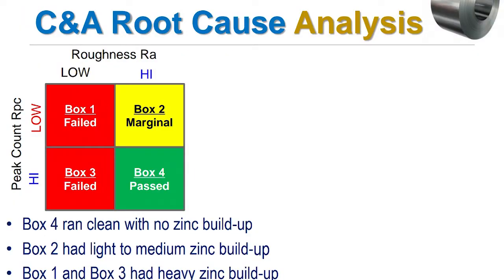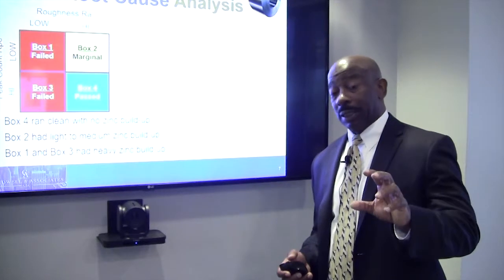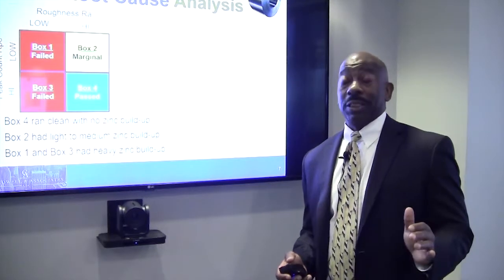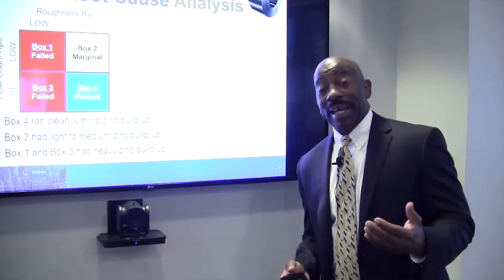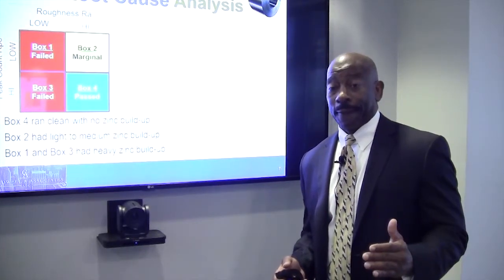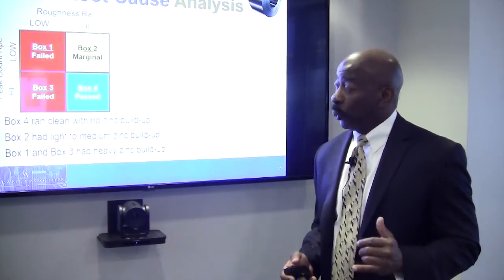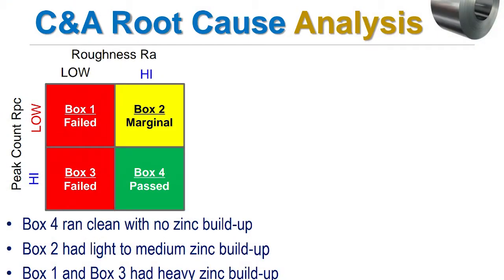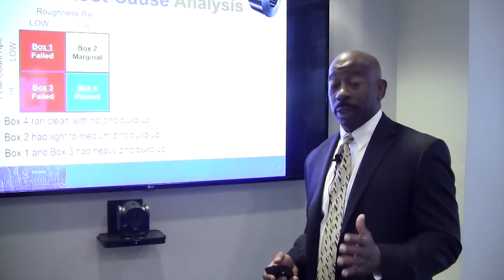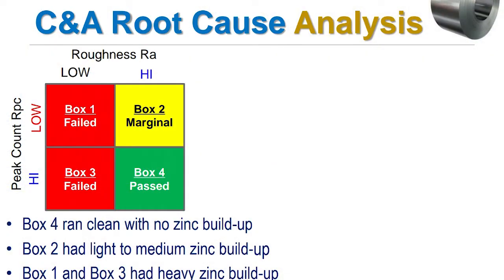Here's the results of the experiment. What we found was box 4 passed with no zinc, because that was the criteria that the stamping company wanted. They wanted no zinc, which is understandable. And that's Six Sigma type of mentality. You want it perfect, near perfect, okay? And box 2 was marginal. It was light to medium zinc. Marginal, I colored it yellow, but it actually failed because it was not 0. And then boxes 1 and 3 both were heavy zinc, okay?